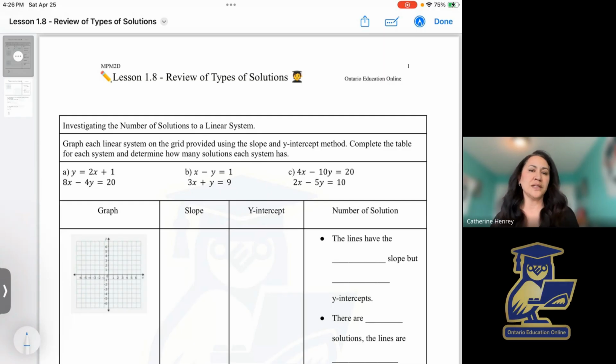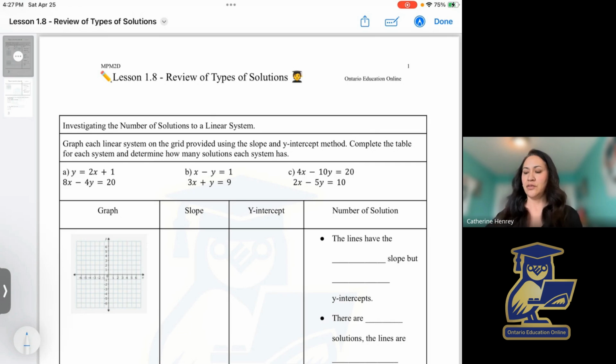Hi everyone, welcome to lesson 1.8, where we're going to review the types of solutions in linear systems. So we're going to investigate the number of solutions in a linear system. First, graph each linear system on the grid provided using the slope and y-intercept method. We're going to complete this table for each system and determine how many solutions there are in each system.